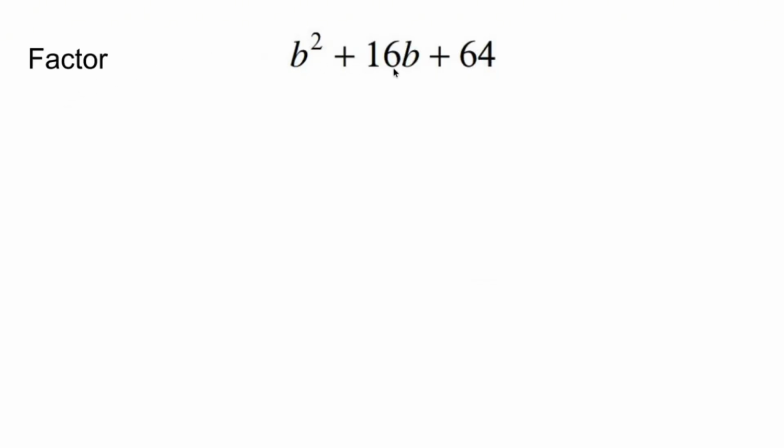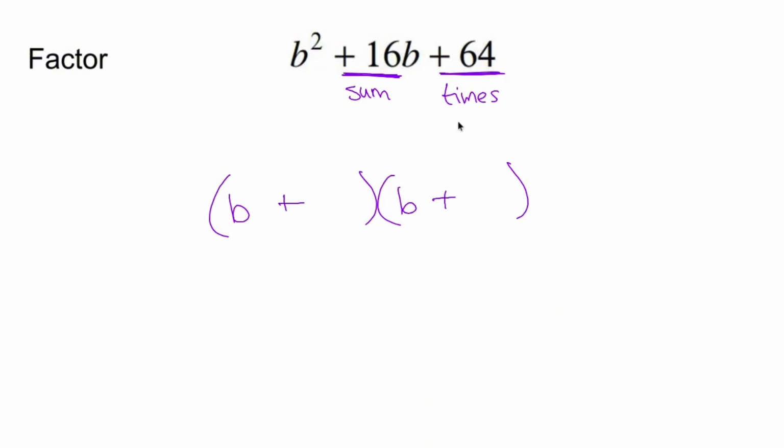Factor b squared plus 16b plus 64. Now, this is a process I like to call sumtimes. When you have a quadratic and it's 3 terms, you think of two numbers whose sum, add, is 16 and whose times is 64. Once you figure that out, you set up b here and b here. If it's going to multiply out to 64 and add up to a positive, both numbers are going to be positive. And 8 times 8 is 64, and 8 plus 8 is 16, so 8 and 8.